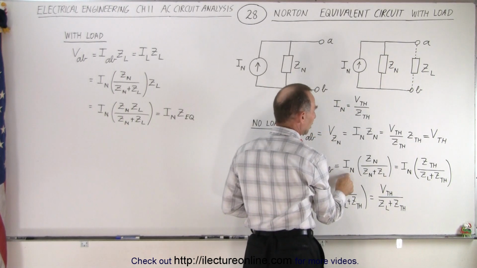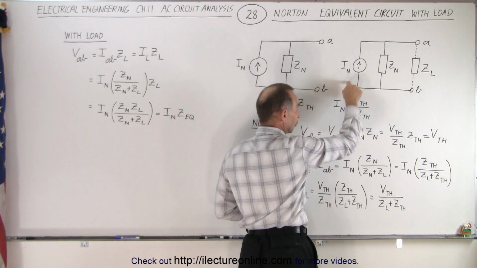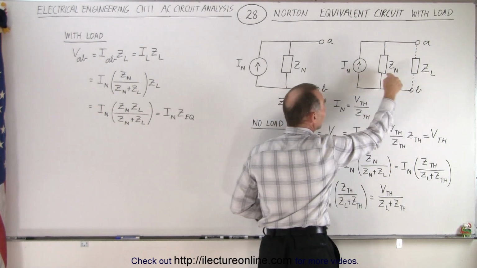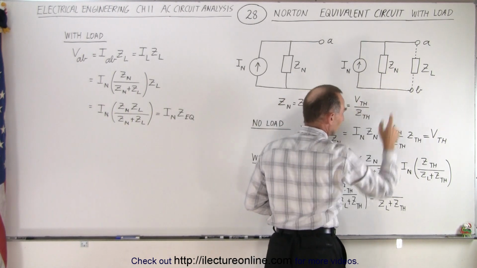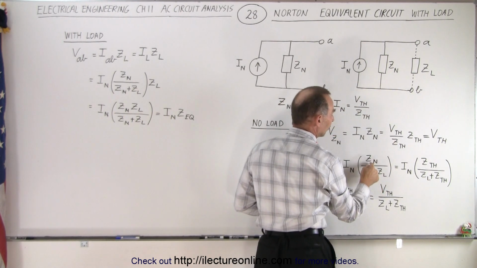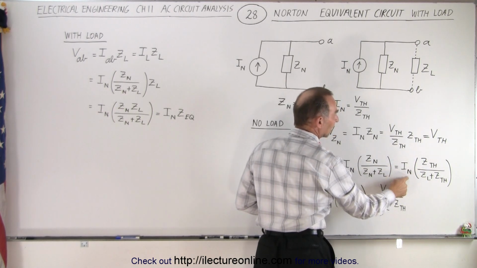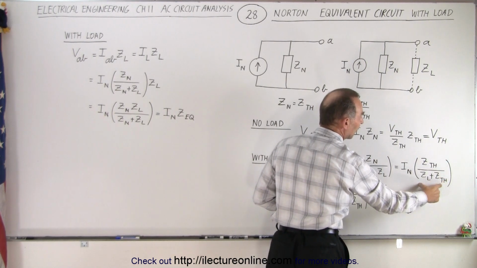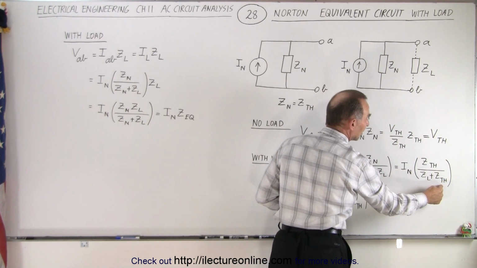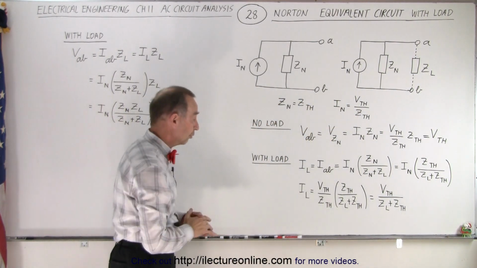And then we use the equation that the current through the load impedance is equal to the Norton current times the impedance in the other branch, the Norton impedance, divided by the sum of the two impedances. And since the Norton impedance is the same as the Thevenin impedance, we can write the equation like that. It's the Norton current times the Thevenin impedance divided by the sum of the Thevenin impedance and the load impedance. So that will be equal to the load current.